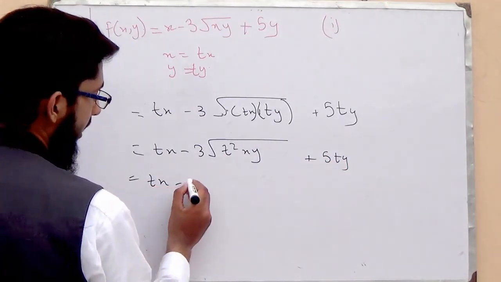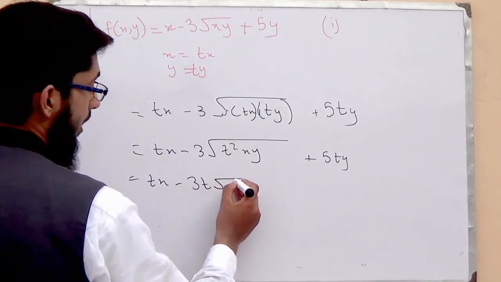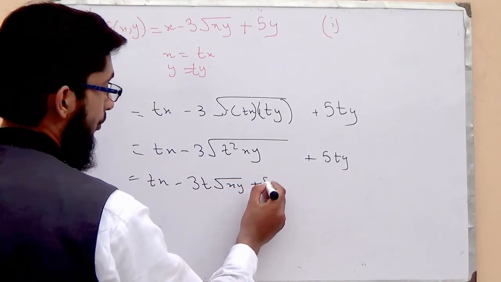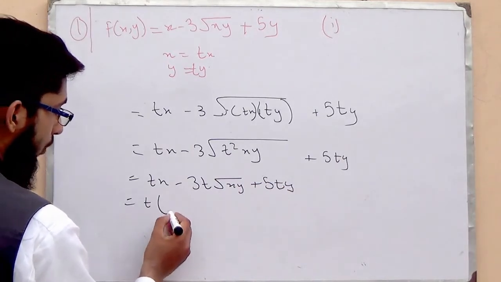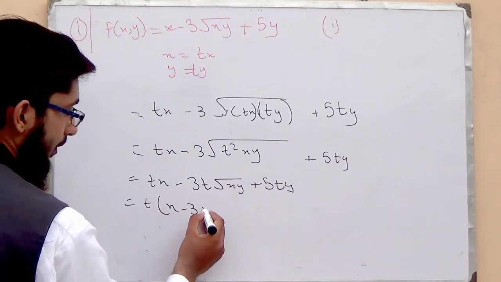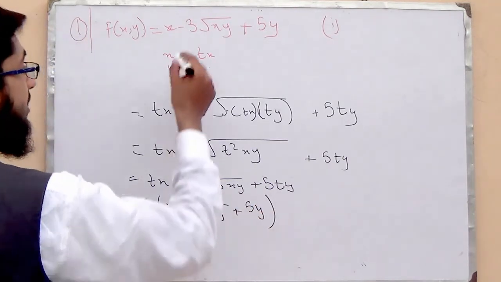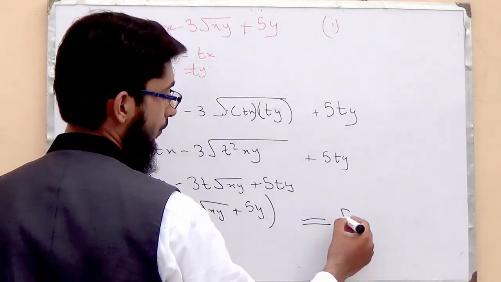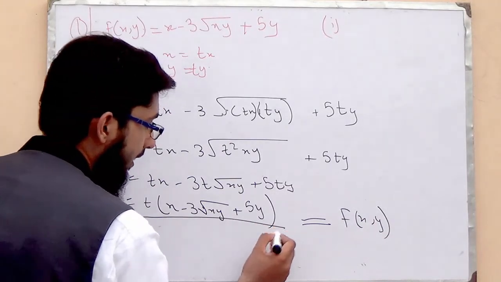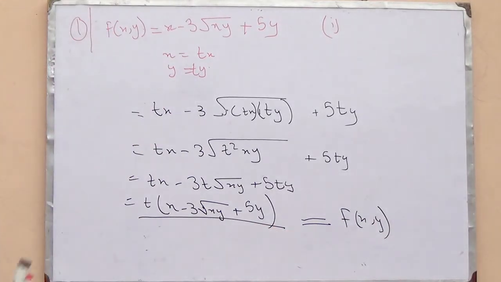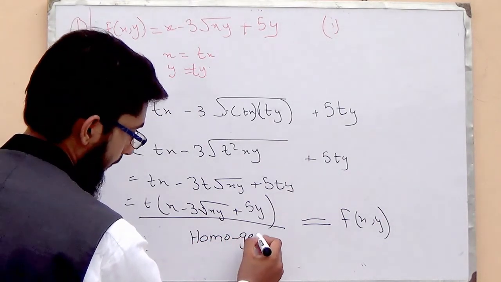Again simplify it, 3 is a square, so we can take it out of the square root, so then it will be 3t xy plus 5 ty. And after taking t common, we will get t times (x minus 3 under root xy plus 5y), which is equal to t f of xy. So this completes the task to check the homogeneity of the equation. It is a homogeneous equation.